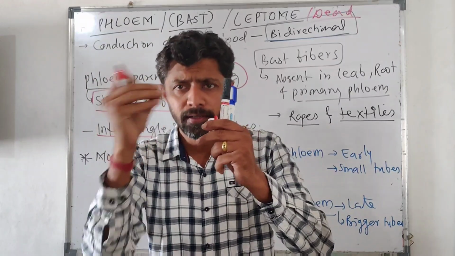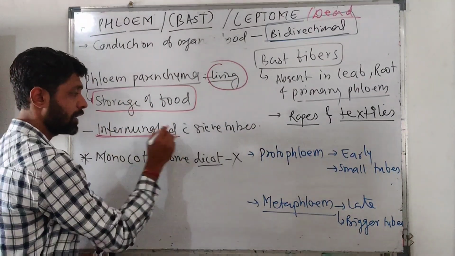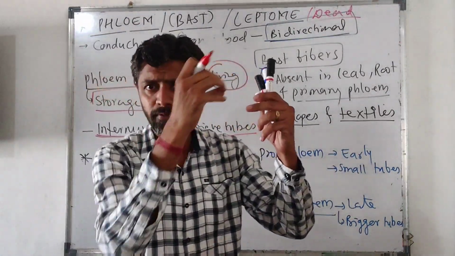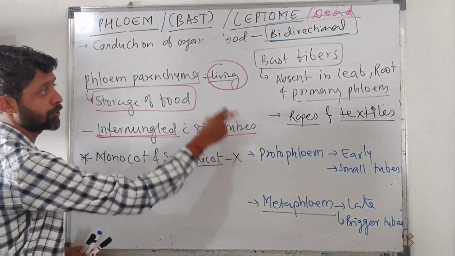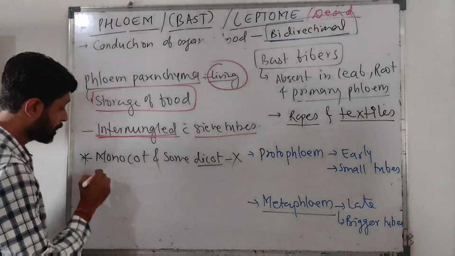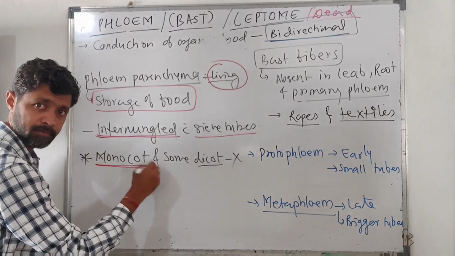It means they are intermingled somewhere in between a sieve tube component. So they are intermingled with a sieve tube. Phloem parenchyma are intermingled in a sieve tube. Then these phloem parenchyma are absent.